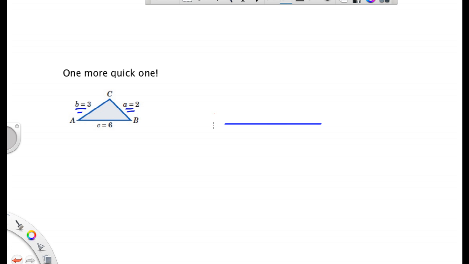So B should be about half of that. So I'm going to put B over here. There's 3. And then A is 2. Well, so if that's half, then A would be over here. So that's 2. So let's put the sides here up one more time. So they're saying that B was 3, A was 2, and C was 6.